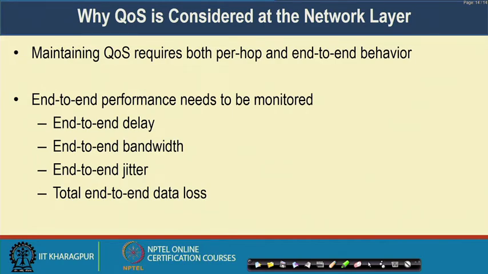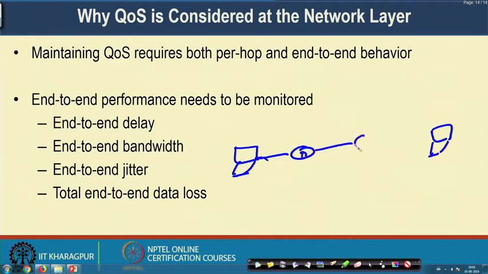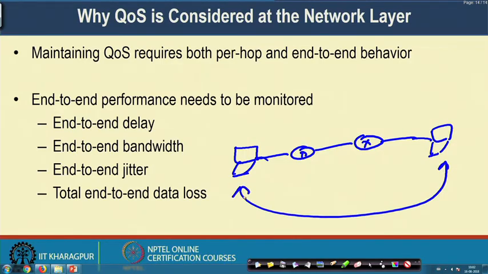Because maintaining quality of service requires both per hop and end to end behavior. Whenever you want to ensure quality of service over the network, say you have these two different end hosts, and between these two end hosts you have multiple intermediate routers or switches. Now, you have to see what is this end to end requirement to ensure quality of service, what end to end bandwidth you want to ensure, what end to end delay you want to ensure, what end to end jitter you want to ensure, or what end to end data loss you want to ensure. But to ensure this, you have to reserve the resources at every individual hop of the network.